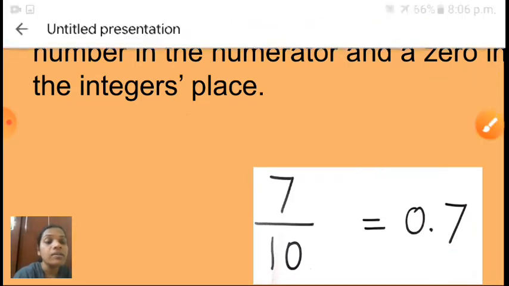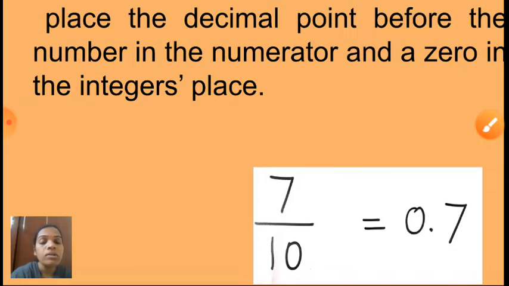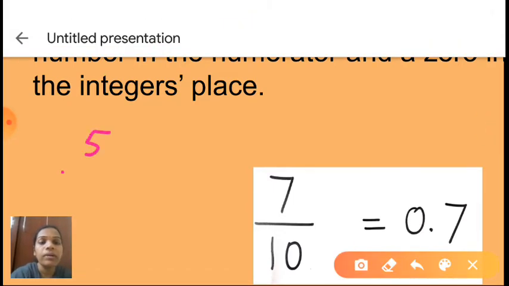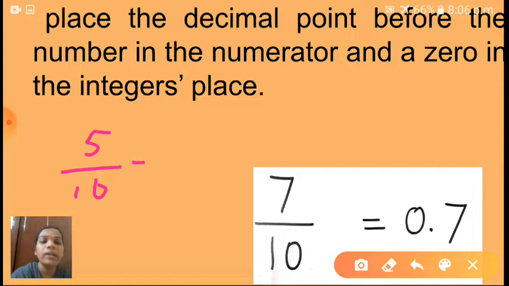Understood, children? One more example I will give. Suppose 5 upon 10. Can you give me the answer? Here one digit number and one 0. So before the numerator you have to put a decimal point and write that number, and before the decimal point you have to write 0.